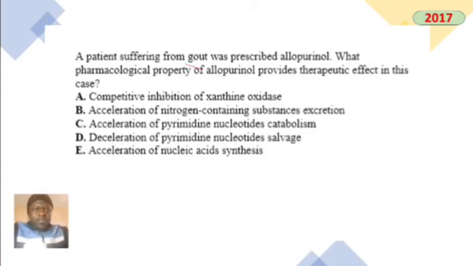A patient suffering from gout was prescribed allopurinol. You know this already. What pharmacological property of allopurinol provides therapeutic effects in this case? And I told you it's competitive inhibition of xanthine oxidase. I told you this one.